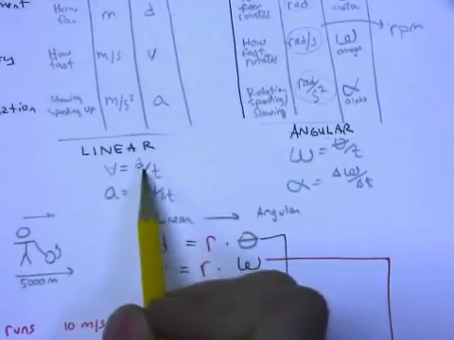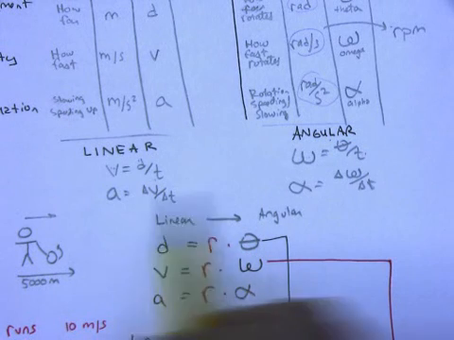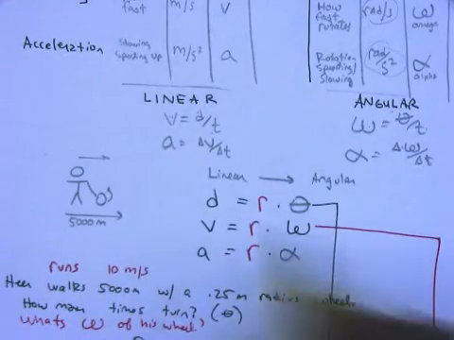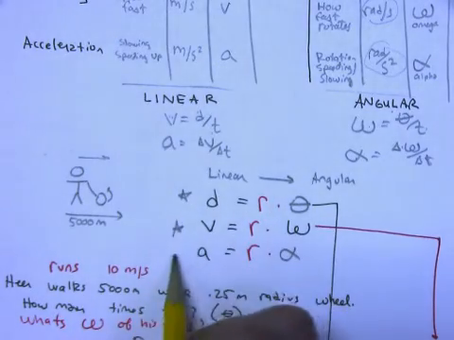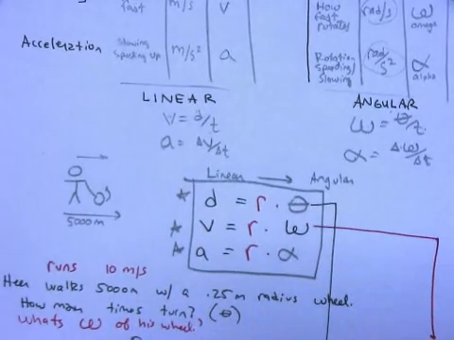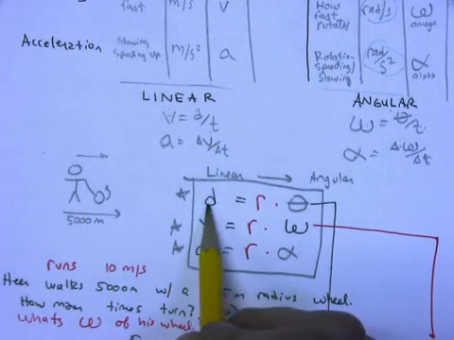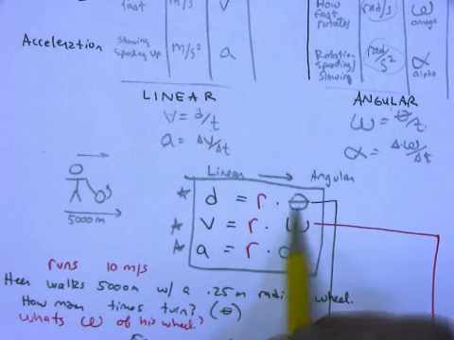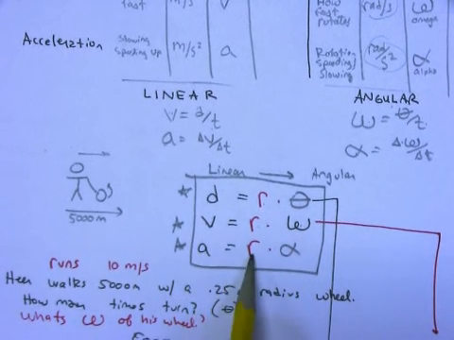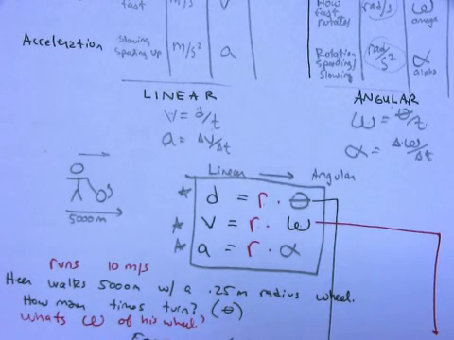Velocity equals distance over time. Acceleration is the change in velocity over time. These are brand new equations that we're going to add to the equations on the board. Linear distance is equal to the radius times angular distance. Velocity equals radius times angular velocity. Acceleration is equal to radius times angular acceleration.